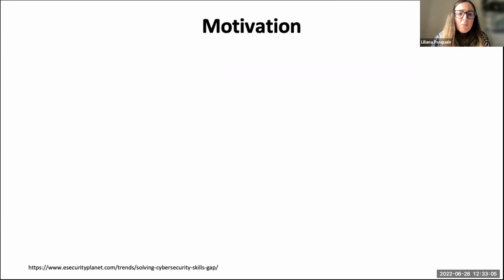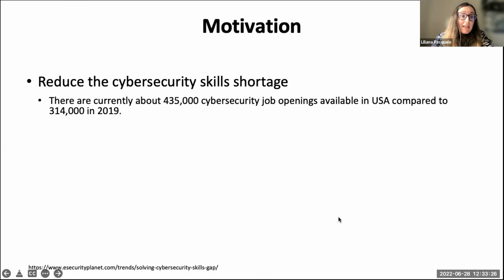So first of all, what is the motivation behind this new program? The main motivation is that there is a growing cybersecurity market globally, and cybersecurity is recognized as critical for national security and the smooth functioning of society. So for this reason, there will be a cybersecurity skills shortage. There are currently about 435,000 cybersecurity job openings available in the US compared to over 300,000 in 2019. And this phenomenon is going to increase over time.